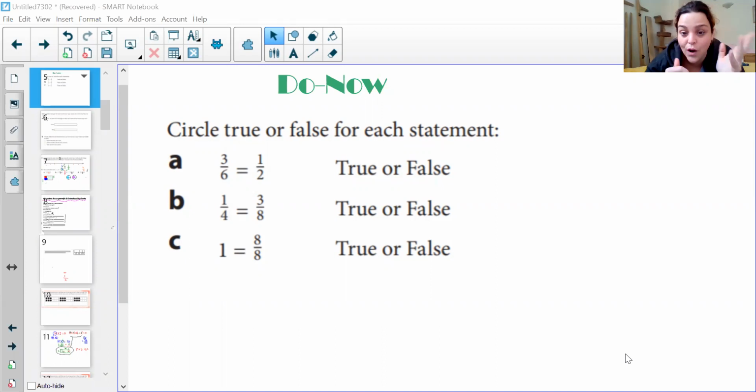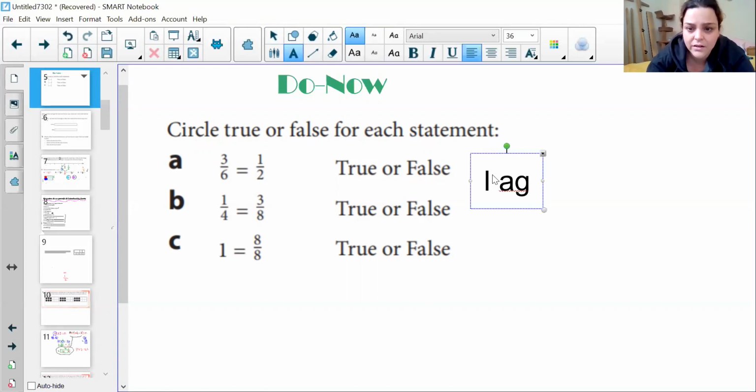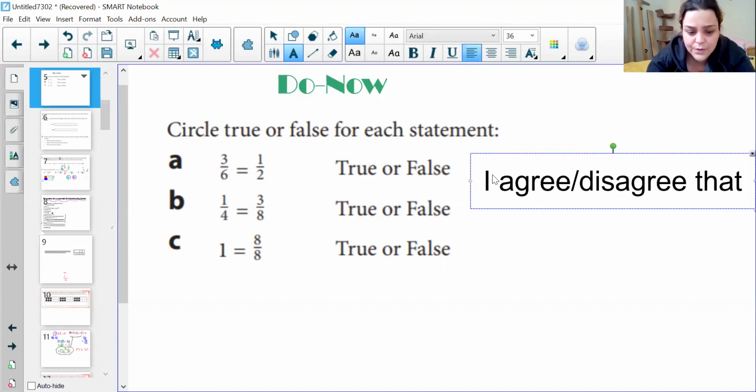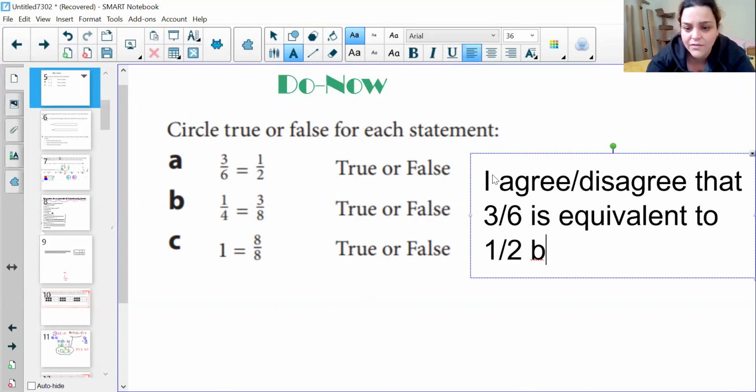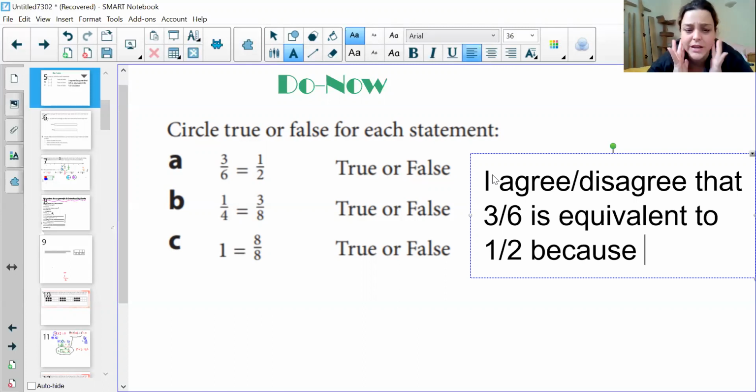Or if you have space on your packet, you can do it there as well. But I want you to write a statement whether you agree or disagree that 3/6 is equivalent to 1/2. So your statement might start off with, I agree or disagree that 3/6 is equivalent to 1/2 because... Go. Pause the video so that you can write your statement. If you're back, that means that you've done that. I'm waiting, and you're back.